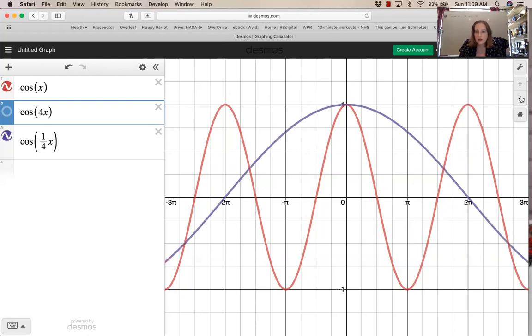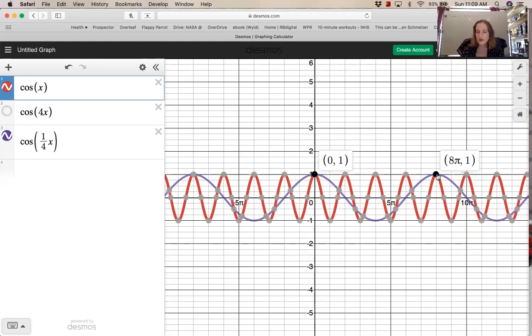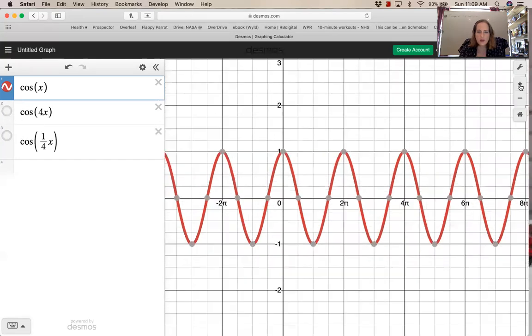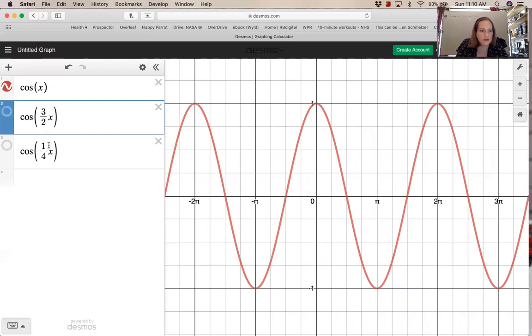I'm going to have to zoom out, way out. Okay, so here's one full cycle from 1 to 1 of this guy, starting at 0 and going to 8 pi. So the period of this would be 8 pi. All right. So let's do one more example set here and see if we can figure out the period of things that maybe aren't so nice. So let's do 3/2.